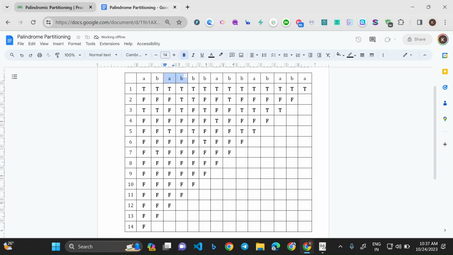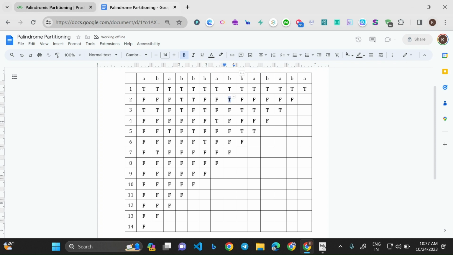Now coming to A. So AB, is AB a palindrome? No. Again, it's false. Now come to B. Is BB a palindrome? Yes, BB is a palindrome. That's the reason we are storing true. Is BB a palindrome? Again, yes, so we store true. Is BA a palindrome? No, so we store false. Is AB a palindrome? No, false. And is BB a palindrome again? Yes, it is a palindrome, so we store true here.